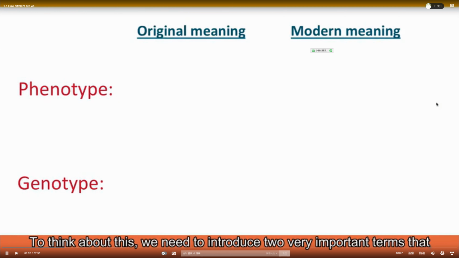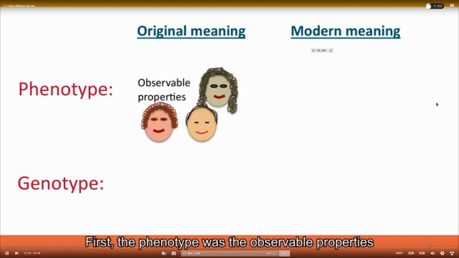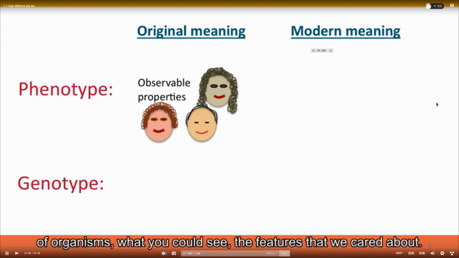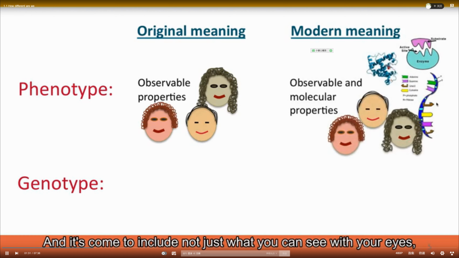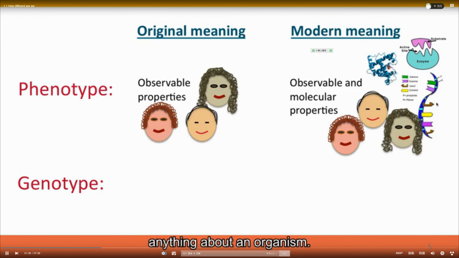To think about this, we need to introduce two very important terms that will come up again and again and again, and that's phenotype and genotype. These terms were invented by the very first geneticists as a way of distinguishing between two things. First, the phenotype was the observable properties of organisms, what you could see, the features that we cared about. And it's come to include not just what you can see with your eyes, but the molecular properties, behavioral properties, anything about an organism.